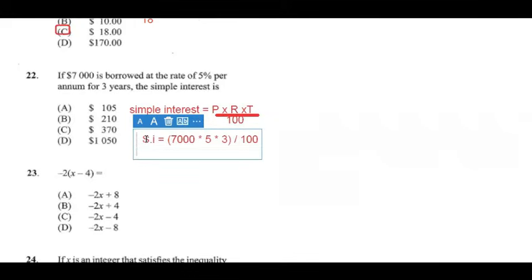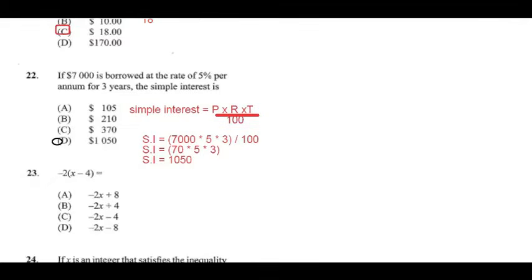We can cancel the zeros from the 100 with the zeros from the 7,000, and that will leave us with 70 multiplied by 5 multiplied by 3, which would make it an easier calculation for us. So therefore simple interest is $1,050. And yes guys, this is a repeat question if you're wondering. So wait, didn't I see this before? Yes, you have. So you can check the links in the description below for access to other years that we have worked before, and you'll see other questions that have repeated.